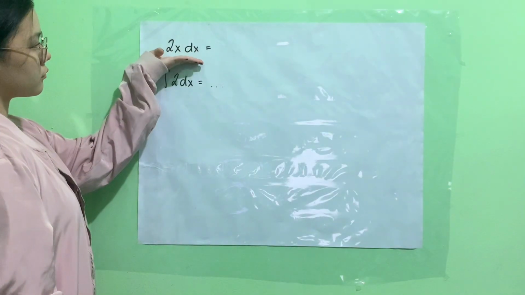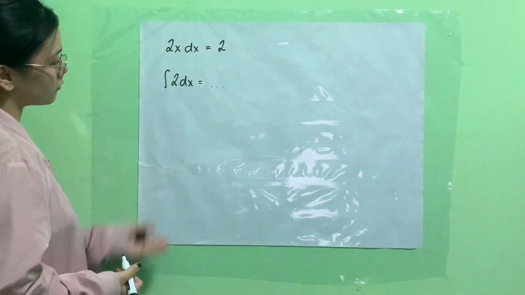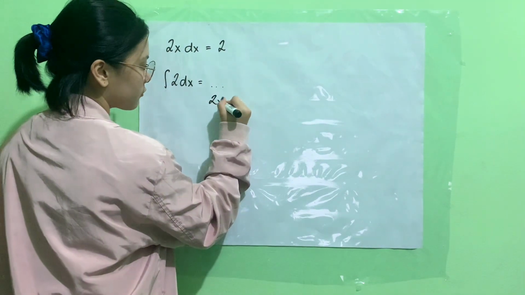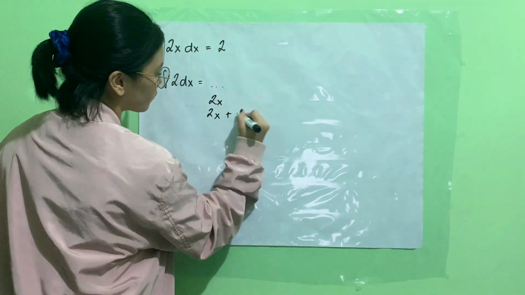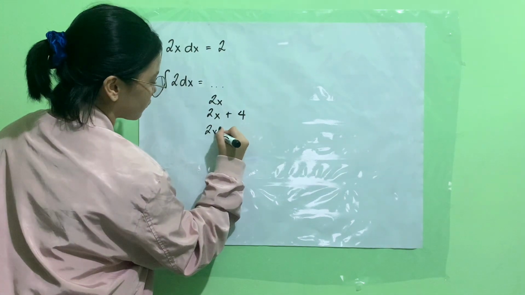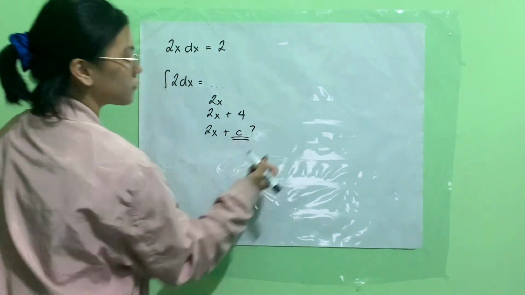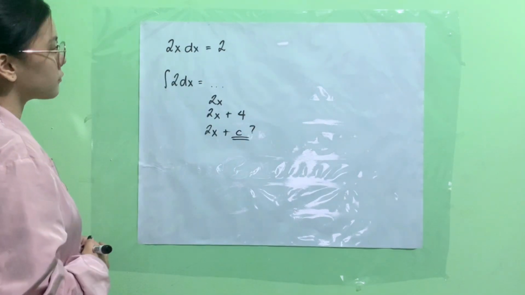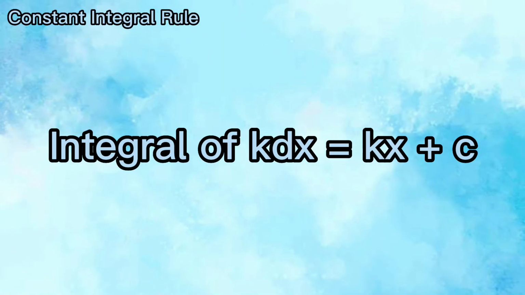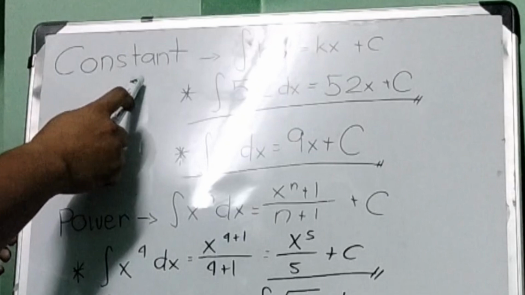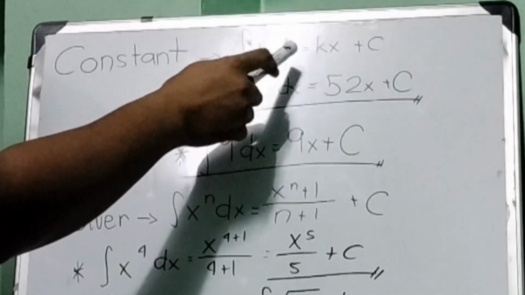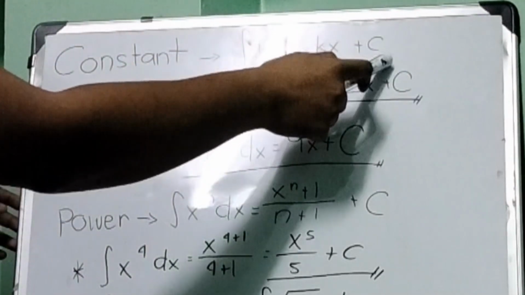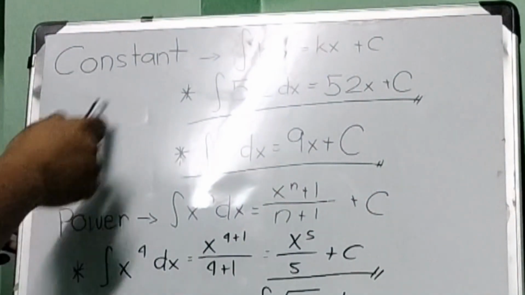When we derive 2x, it becomes 2. But when we integrate this, it can be 2x, 2x plus 4, or 2x plus any constant. Below are the integral rules to follow for instances such as this. The constant integral rule follows the formula in which the integral of k dx is equal to kx plus c. The plus c in these formulas and our final answer is important to emphasize that the function which has been derived may have a constant.